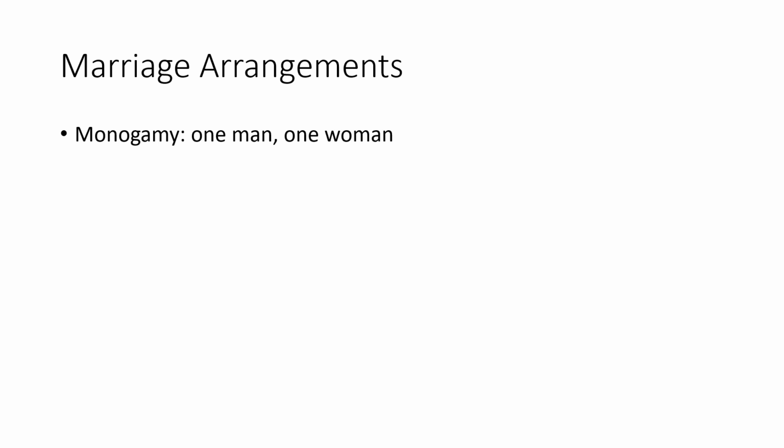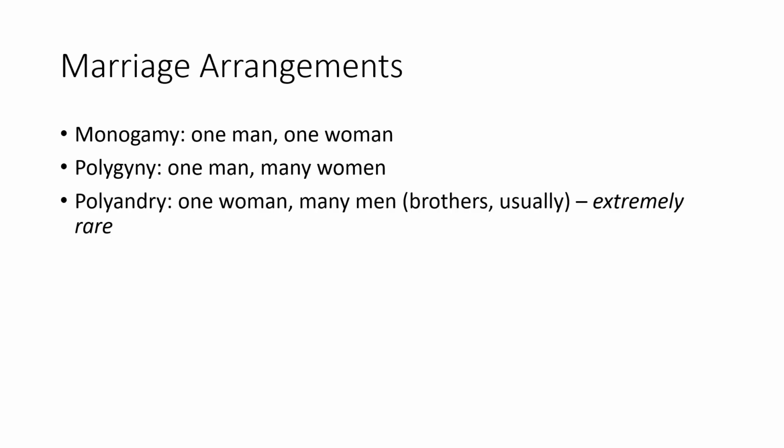Just some things to clean up on short-term versus long-term. Some marriage arrangements that are out there, and we'll talk about these throughout the semester. Monogamy is one man, one woman. Polygyny is one man, many women. Polyandry is one woman, many men. Typically, what you've got here is brothers. It's extremely rare, but in the cases that are found in hunter-gatherer societies, the men are typically going to be brothers, so they're already genetically related.